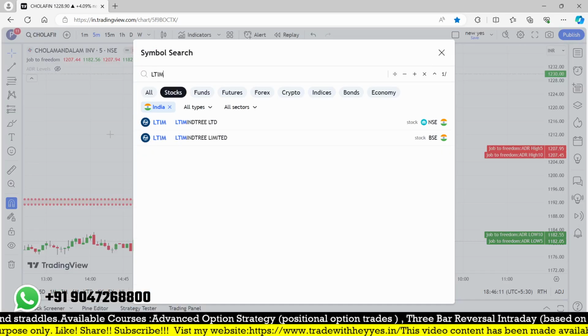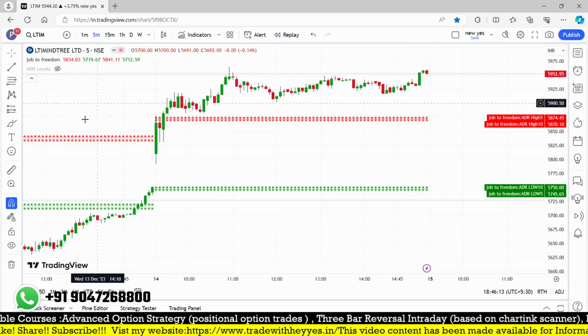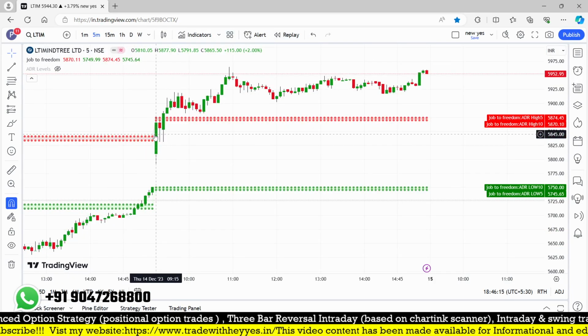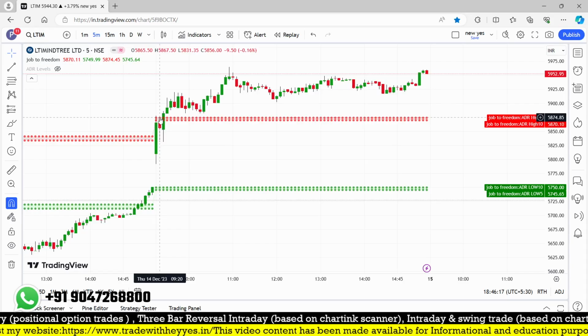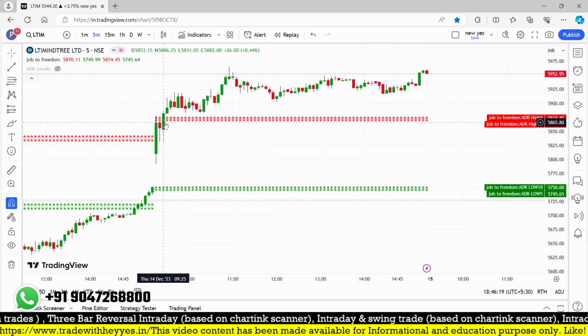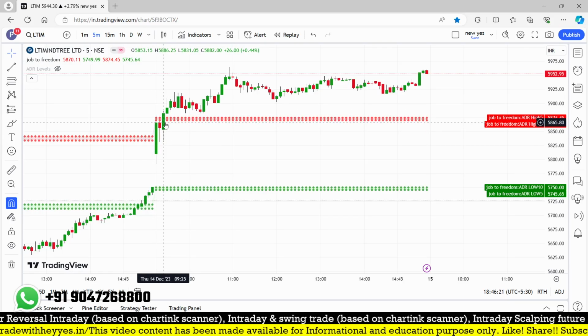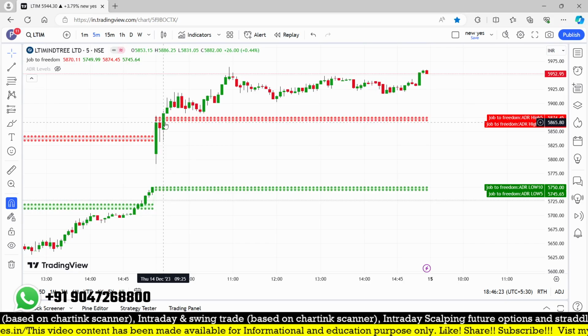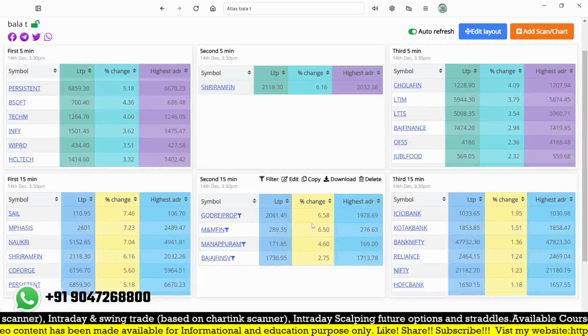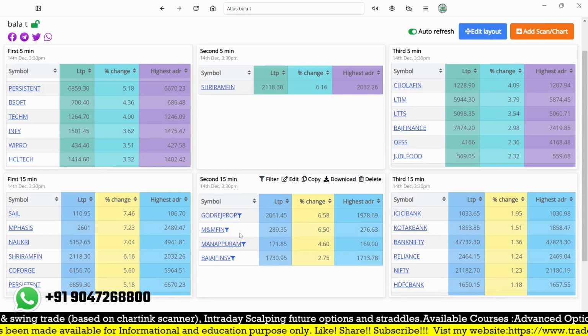And the LTI entry also happened on the third candle only. The first candle reaches, but it is not closed above. We need to check that it closes above the particular levels for the scanner. Okay, so this is the 5 minutes, and you can look at M&M Finance.